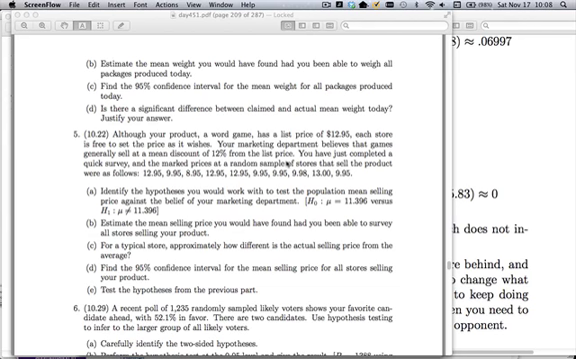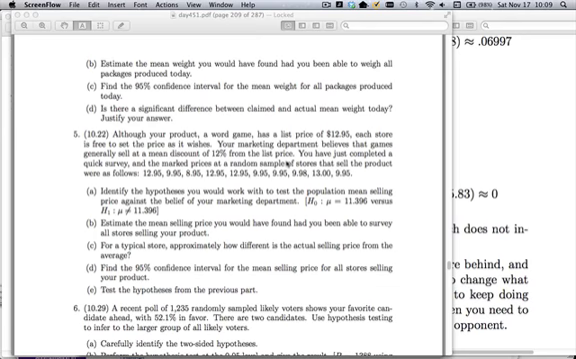This video is going to show you how to do problem 22 out of chapter 10. So let's read through the problem. Although your product, some word game, has a list price of $12.95, each store is free to set prices as it wishes. Your marketing department believes that the games generally sell at a mean discount rate of about 12% from the list price. You've just completed a quick survey and determined the prices at some stores.